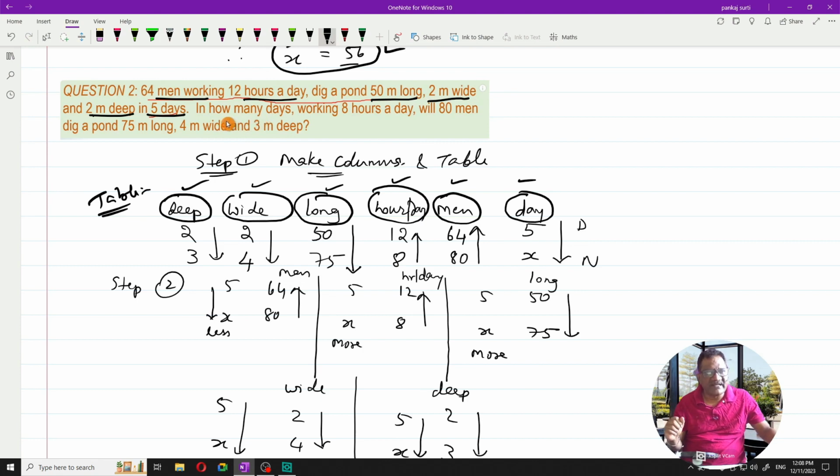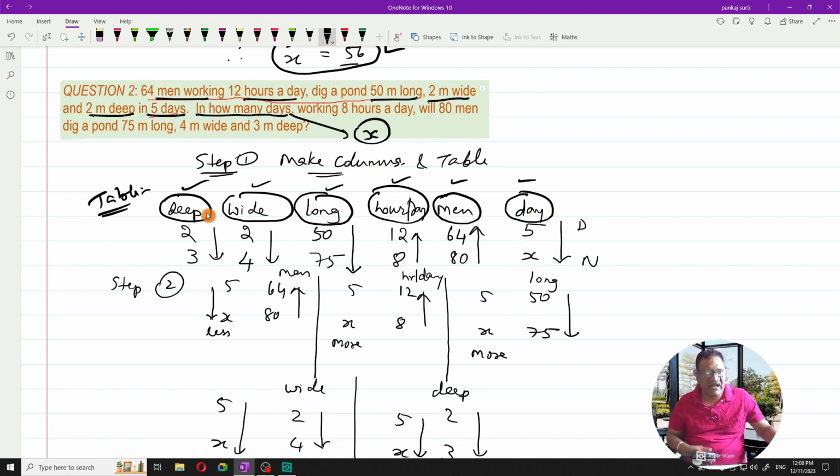In how many days? So the question asked is in how many days? So the unknown is lying in the days column. So I am taking the days column on the extreme right because the unknown is in the days column. How many days he has asked you? Let that number of days be x. So that is the unknown, and I am purposely keeping the days column on the extreme right, which I have done over here.